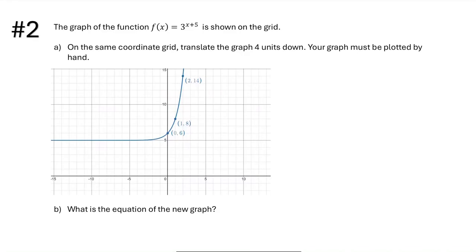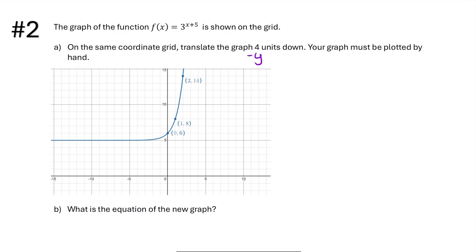So in this problem, it says the graph of the function f of x equals 3 to the x plus 5 is shown on the grid, and on the same coordinate grid, translate the graph 4 units down. So the easiest way to actually do this is to use the points that are given to you and then just subtract 4 from the y coordinate, okay?